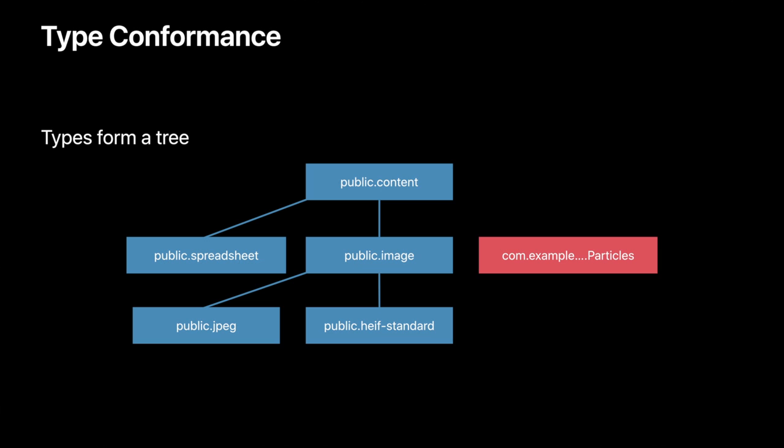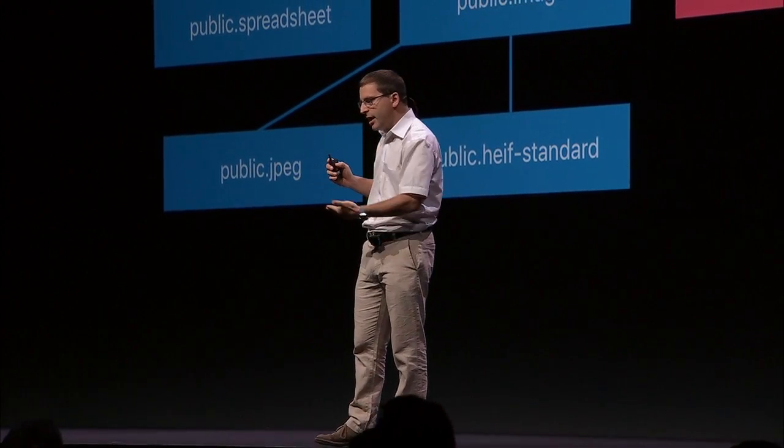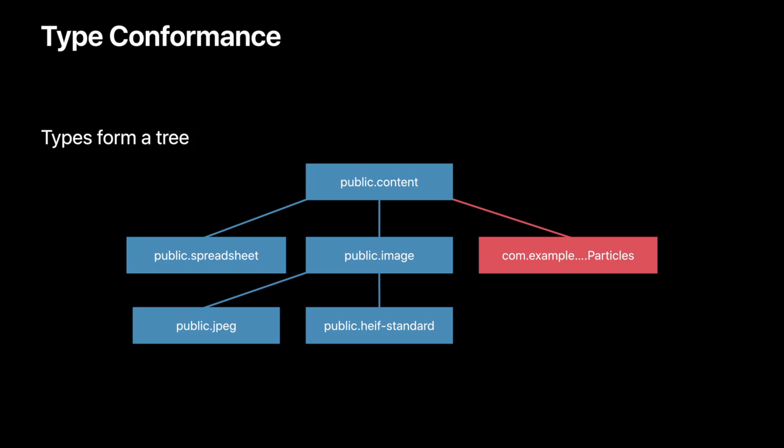Now I need to find a spot in this tree for my type, particles. Since a particle system is not a common file category, there is no built-in category for me. So I can just make it conform to public.content directly. And I need to conform to public.content either directly or indirectly through, for example, spreadsheet or image, if I want my files to show up in recents and in search.